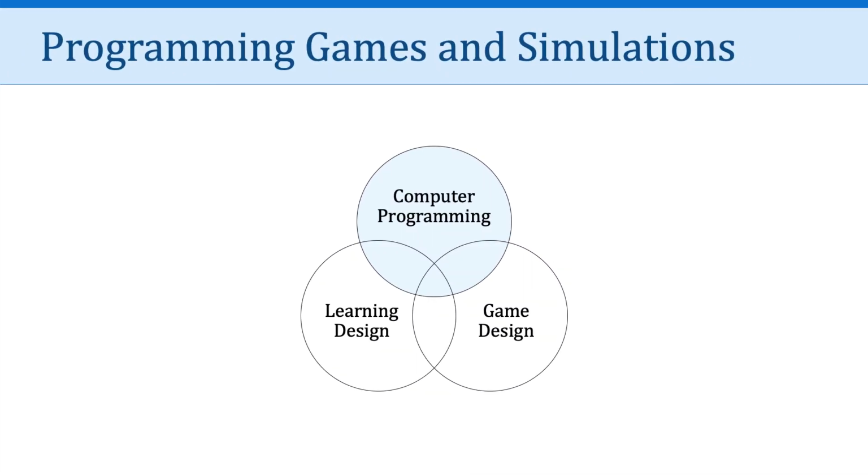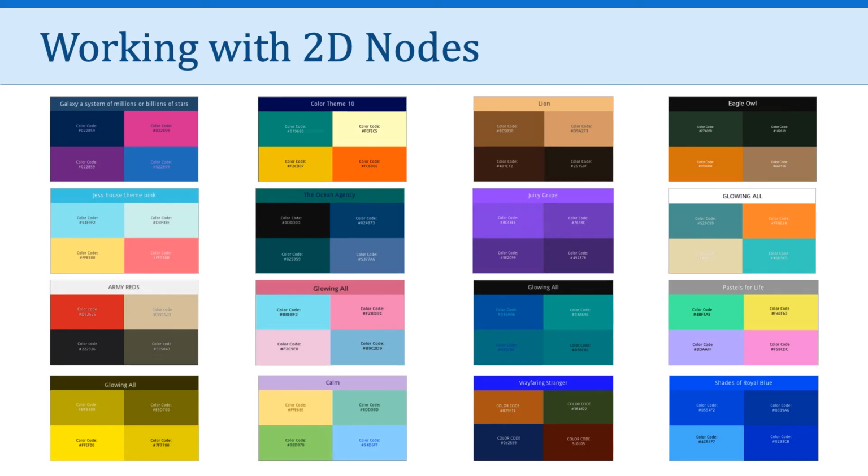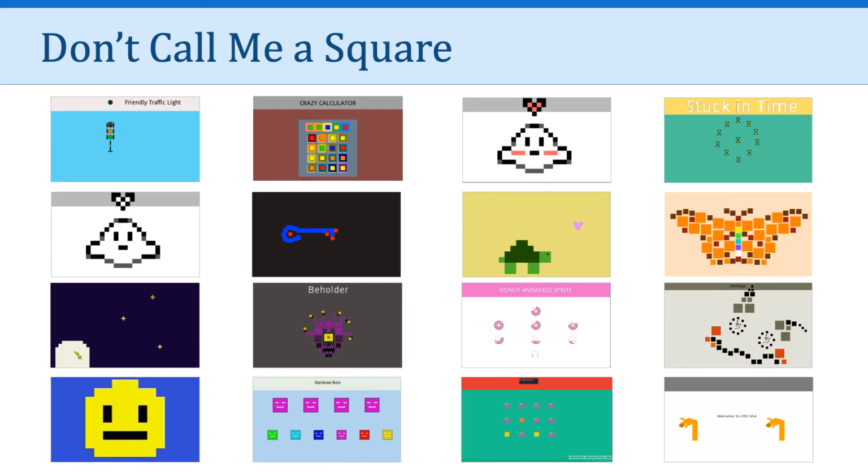Of course, we spent the bulk of our time focused on computer programming using Godot. We learned about the building blocks of computer science, what we need to know and what we need to do, and how to configure those building blocks into organized, structured, interactive experiences. We started out with the basics, working with color rectangles and adjusting the properties of those rectangles in the inspector panel. From there, we learned about instantiating scenes and how we can change the size, position, and other properties of nodes to create dynamic and different visual experiences for players.